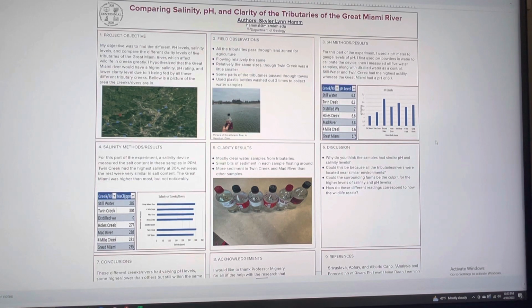Why do you think the samples had a similar pH and salinity levels? Do you think it could be because of where they were located around farm areas? Could the surrounding farms be the culprit for these different higher or lower salinities due to the runoff from the different farms? And how do you think that will affect the wildlife that's living there?